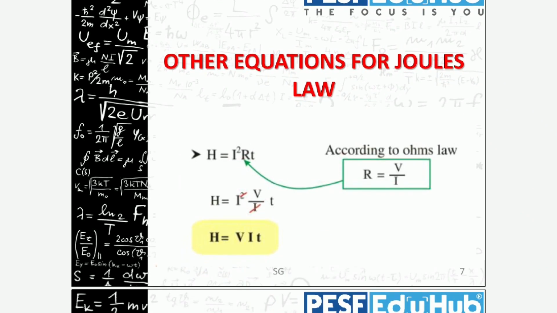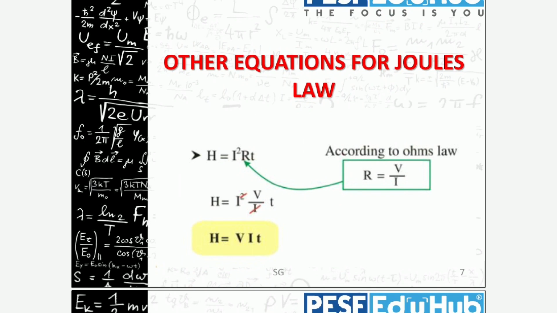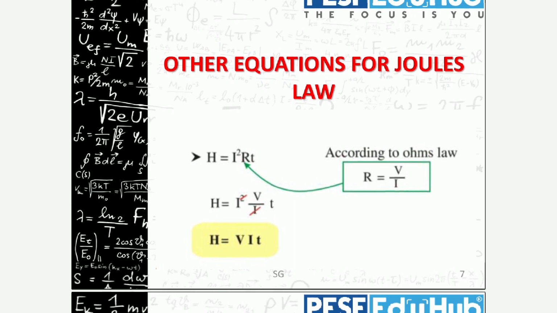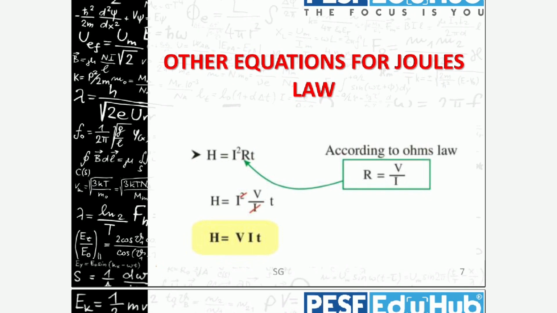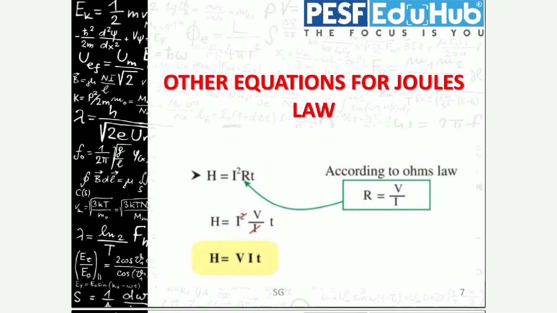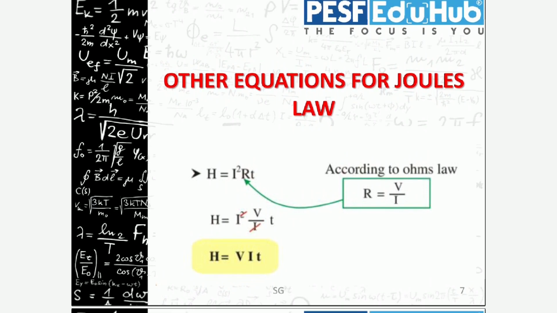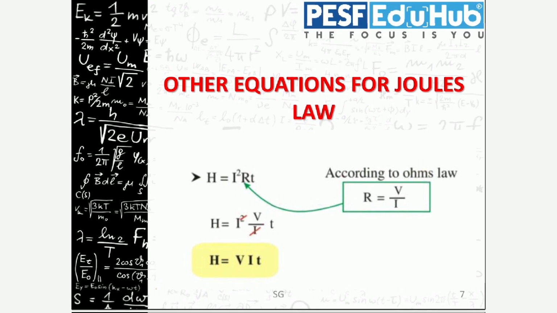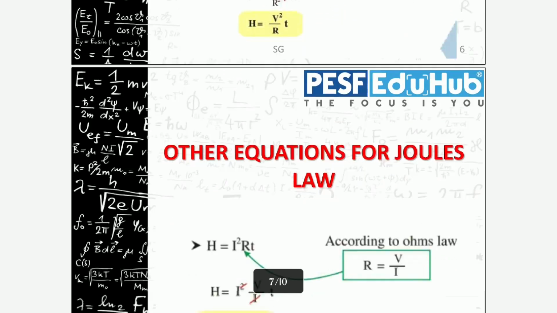Next, another equation. We know H is equal to I square RT. According to Ohm's law, R is equal to V by I. I am substituting this R into this equation. I get H is equal to I square into, instead of R, V by I, into T. I square and I will be cancelled. So finally I get H is equal to VIT. So this is another equation for heat. So finally there are 3 equations for heat. First one is H is equal to I square RT. Second one is H is equal to VIT. Third one is H is equal to V square by R into T.